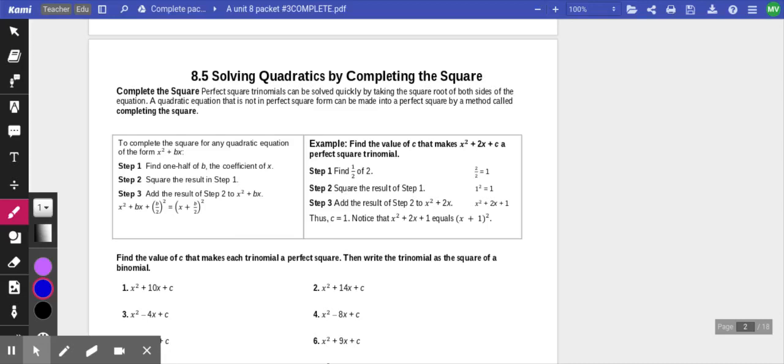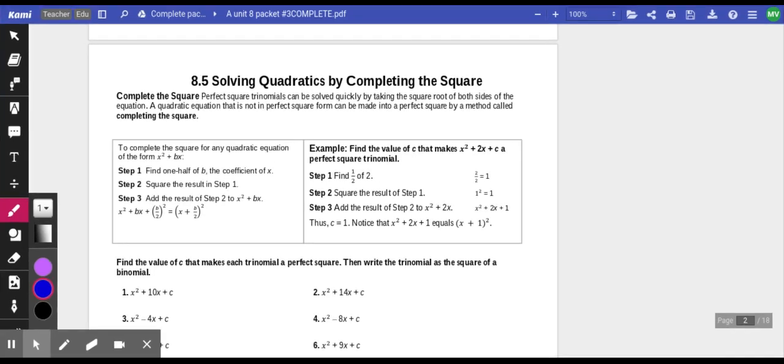Hello, everyone. Today we're going to talk about another method of solving a quadratic equation. Our first method that we used to solve a quadratic equation was factoring. Today we're going to talk about a method called solving by completing the square.